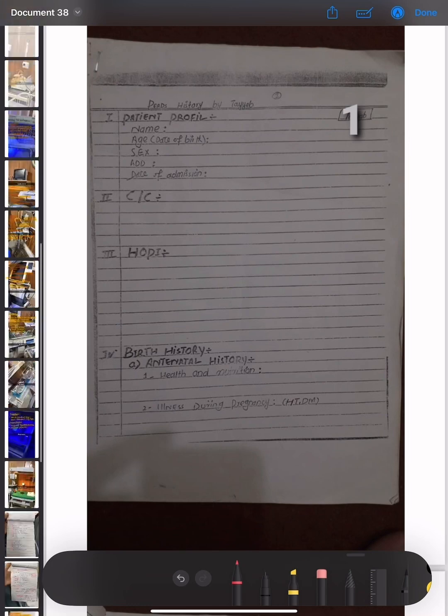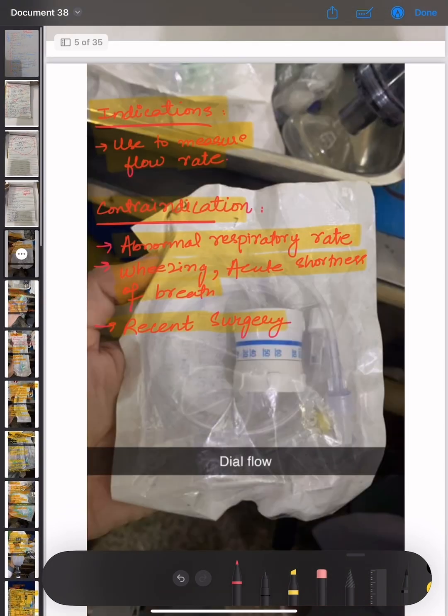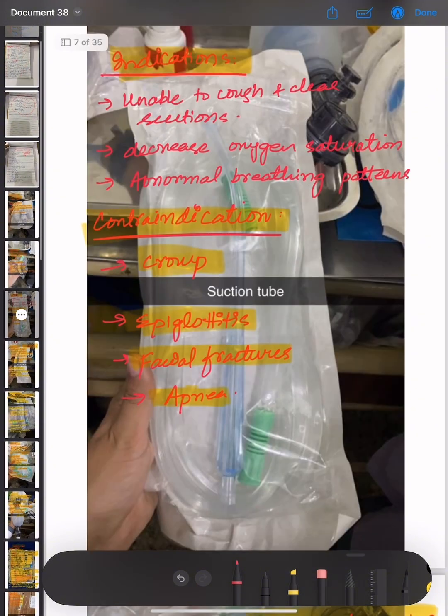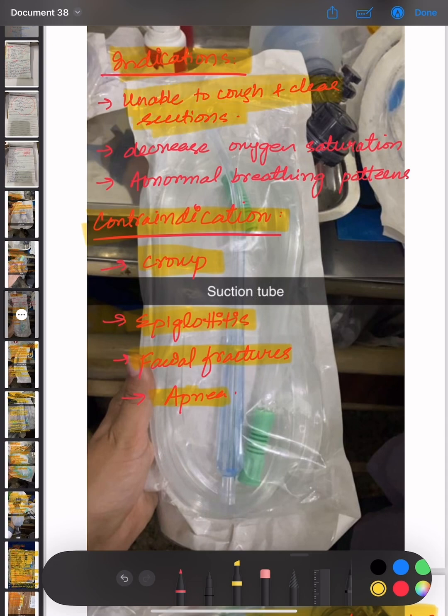So which instruments have we discussed? These are dial flow meter, and it is used to measure the flow rate of oxygen or anything else. Then this, which is airway, and it is used in respiratory failure. Then this, which is a suction tube, and it is used when the patient is unable to cough up the secretions and has decreased oxygen saturation. So this is the suction tube.